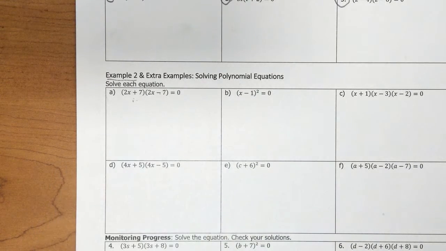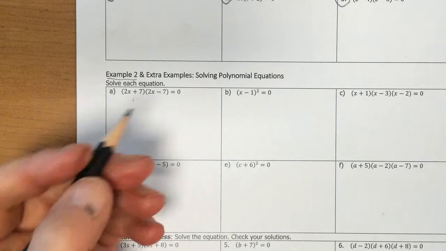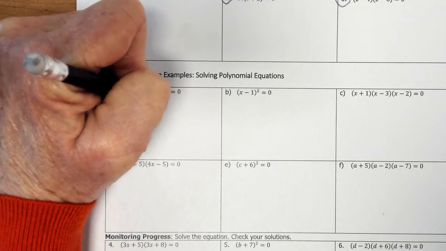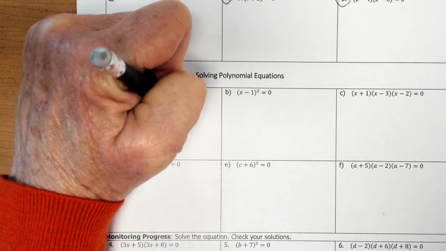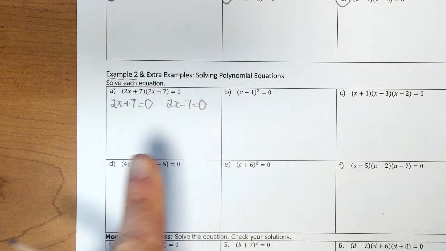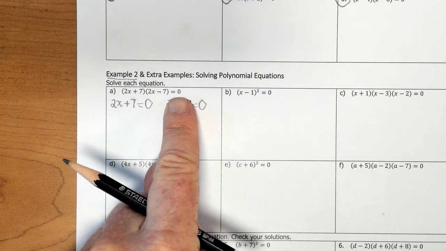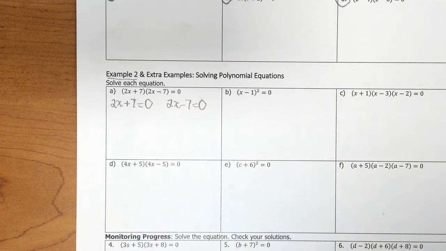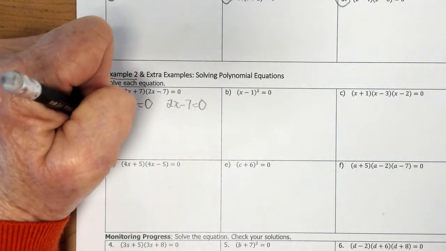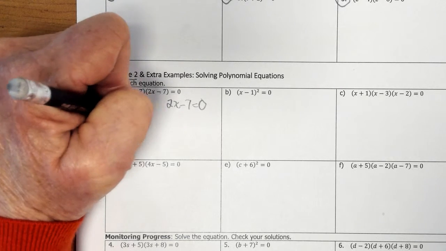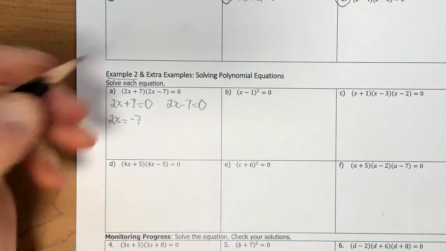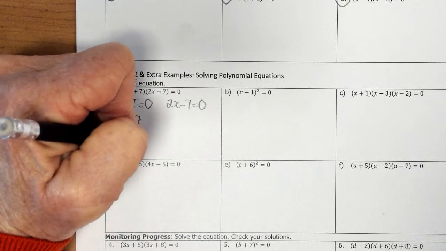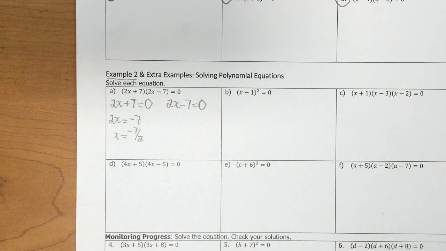Well, I'm going to approach the problem in the exact same way. I'm going to set both factors equal to 0. And I'm able to do that because the entire equation is equal to 0. So I'm going to write 2x plus 7 is equal to 0 and 2x minus 7 is equal to 0. Solving for x, I'm going to apply all the algebra I learned in the first semester. So I know that x is equal to negative 7 over 2. Okay, that's one value of x.